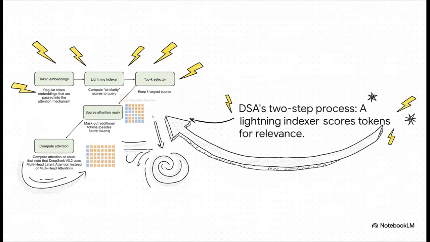This flowchart breaks down exactly how it works. You've got this lightning indexer that quickly scores all the past words for how relevant they are. Then, a selector just picks the top few highest scoring words. That's it. It creates this sparse mask for the final attention calculation. It's a brilliant two-step system that intelligently trims down the context, and for the nerds out there, this is what takes the computational complexity from quadratic all the way down to linear. Huge.